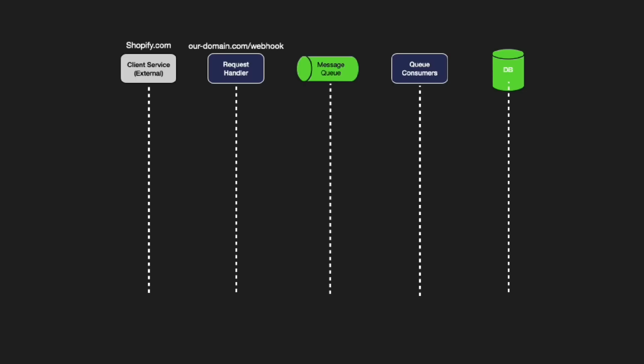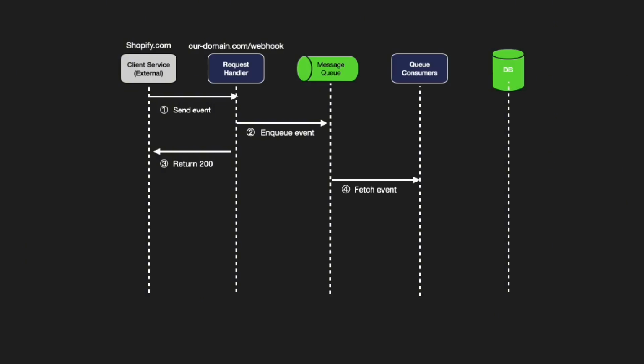Let's break down how these components interact in a real-world scenario. The process begins when an external system triggers an event, such as a payment confirmation. The client server sends this event to the webhook service via an API call to the request handler. The request handler validates the event and enqueues it into the message queue. Once enqueued, the event receiver sends a success response back to the client server. Queue consumers then fetch events from the queue, process them, and store the results in the database. After successful processing, the event is dequeued, marking the completion of the process.